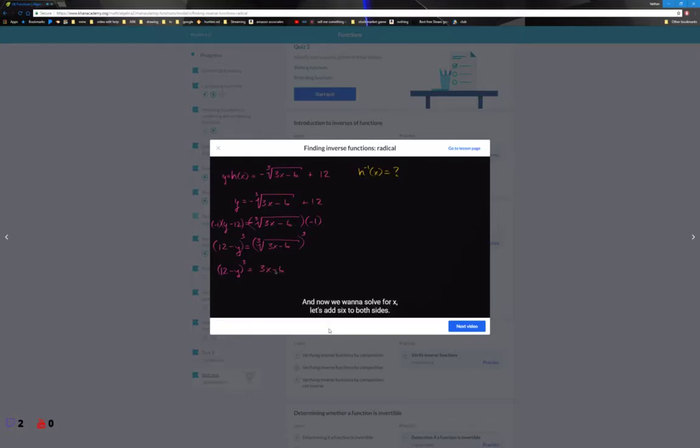And now we want to solve for x. Let's add 6 to both sides. So we're going to get 12 minus y cubed plus 6 is equal to 3x.